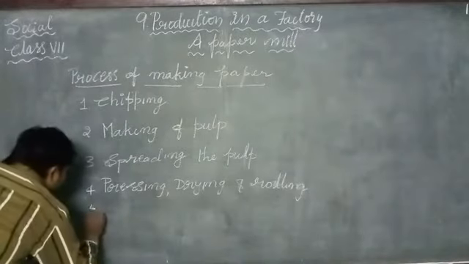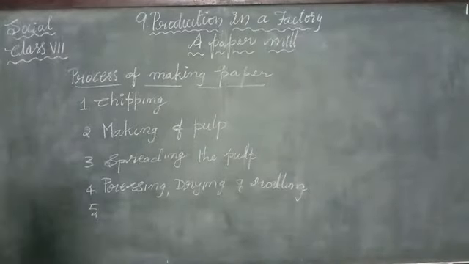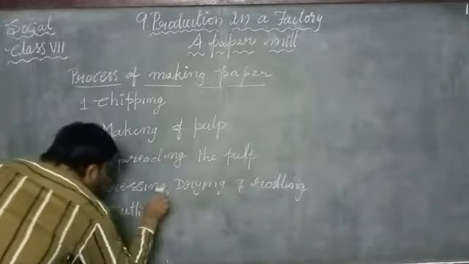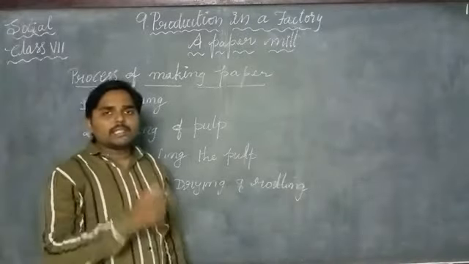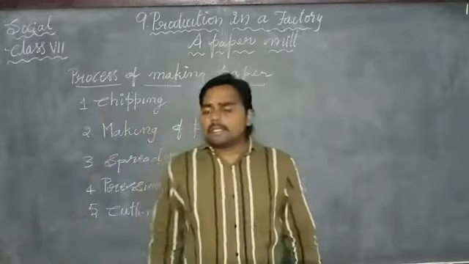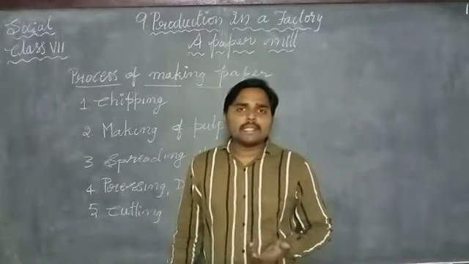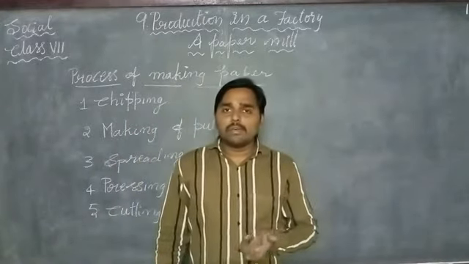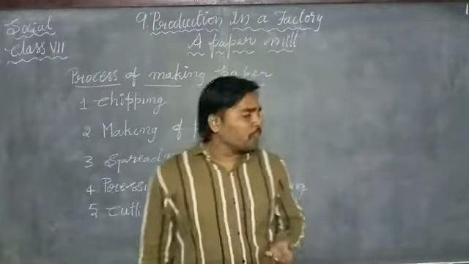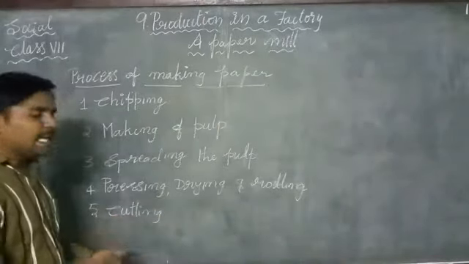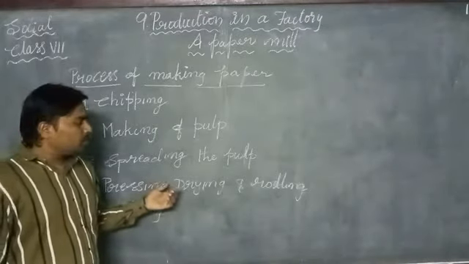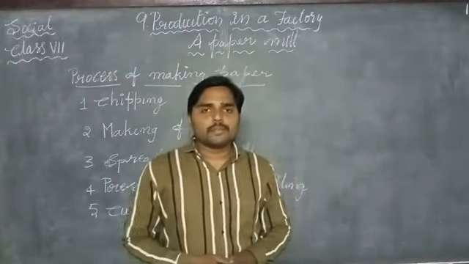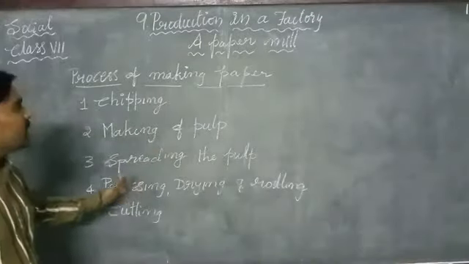The final stage is cutting. After rolling the paper in big rollers, the paper would be cut into the required sizes, and then stored and preserved in godowns. These are the 5 stages involved in the process of making paper in a paper mill.